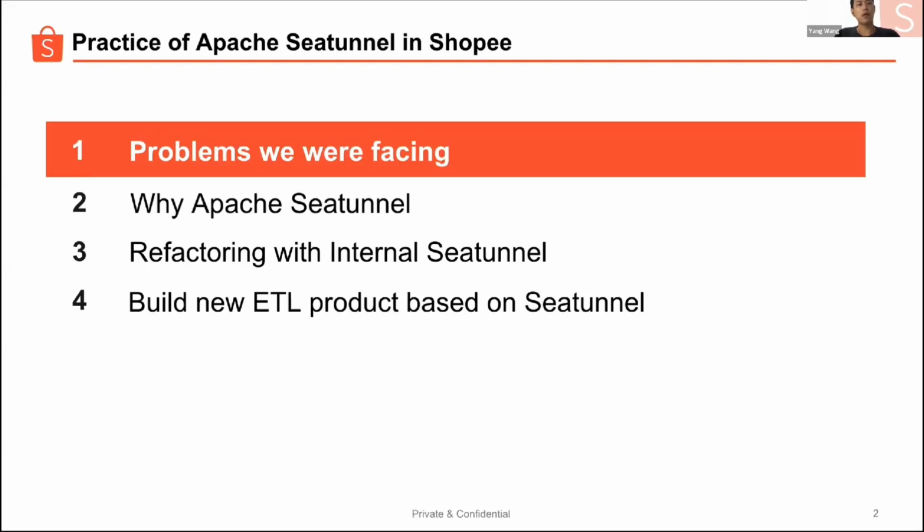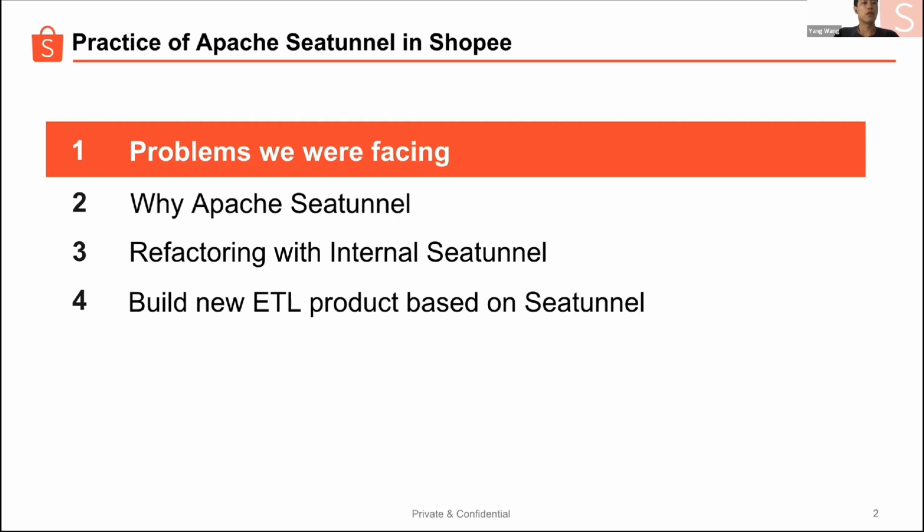Before we talk about SeaTunnel, let's take a look at what problems we were facing and why we chose SeaTunnel as our final solution. Third part, we'll talk about what we have done for our internal SeaTunnel. And based on this internal version, how we provide a short-term solution for our end user as soon as possible. Apart from that, we use the internal version to refactor one of our current systems. Last part is about how to integrate SeaTunnel into our brand new product and improve user experience.